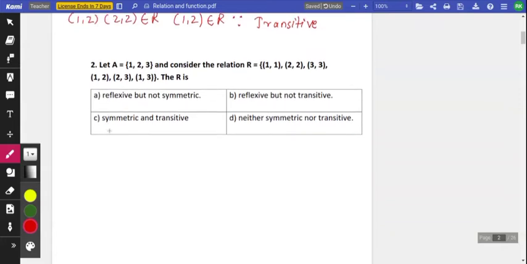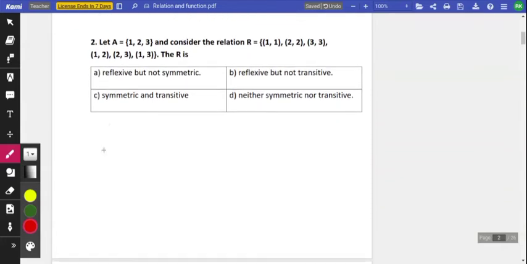Again, in this question, you have to check whether the given relation is reflexive, symmetric or transitive. For the given relation to be reflexive, if (1,1), (2,2) and (3,3) belong to R, then the given relation is reflexive, because (1,1), (2,2) and (3,3) belong to R. The given relation is reflexive.